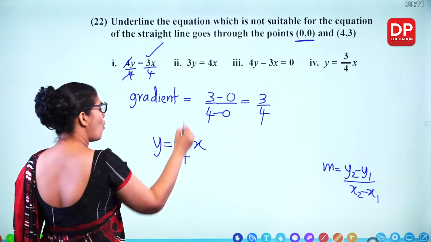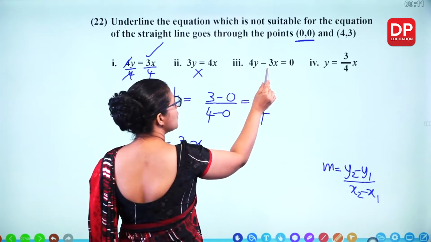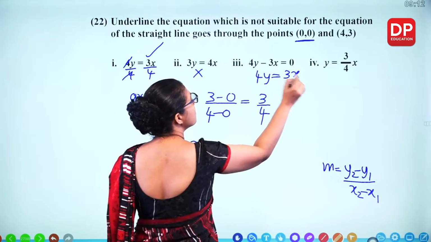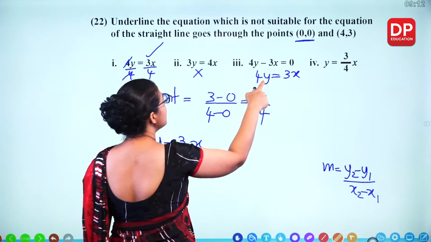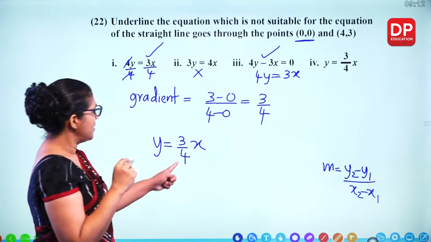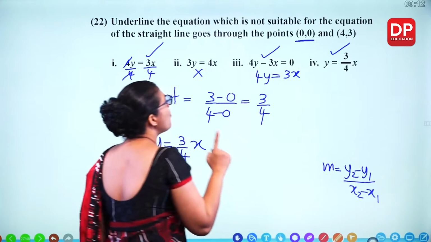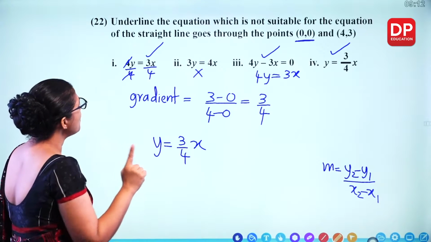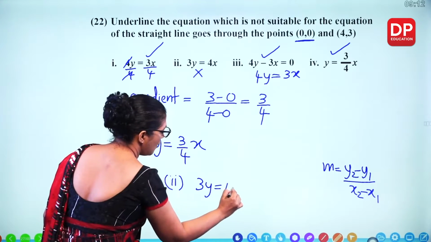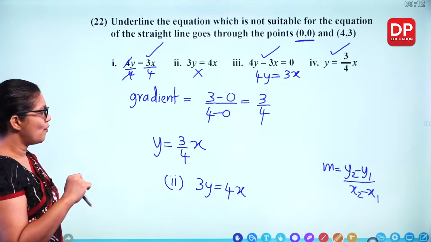This one, 4 over 3. That's not the same. What about this one? When you take 3x to this side plus 3x and here, same thing as the first one. That's correct. And 3/4 is the gradient there. That's also correct. So which one is not correct, not suitable? Second one. 3y equals 4x. There the gradient is 4 over 3 and not 3 over 4.